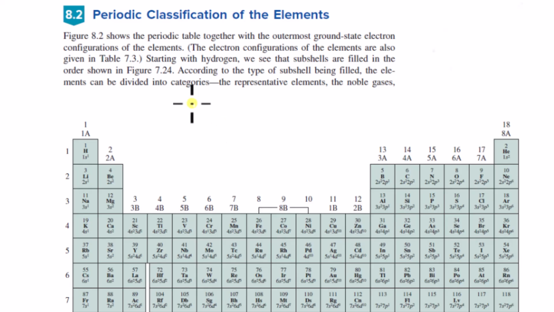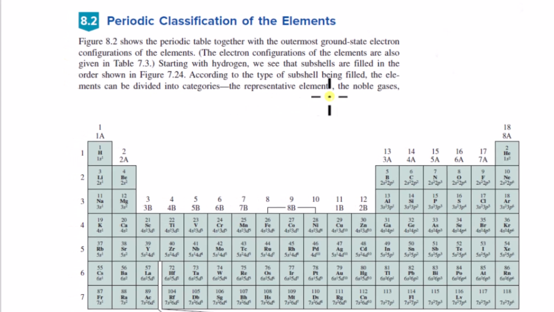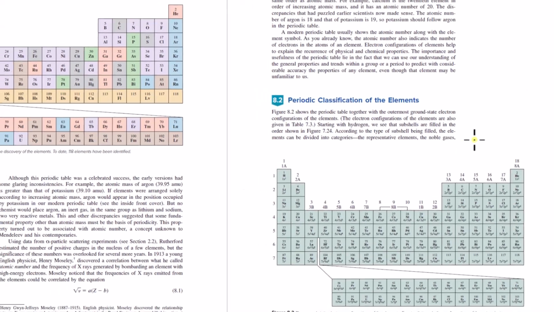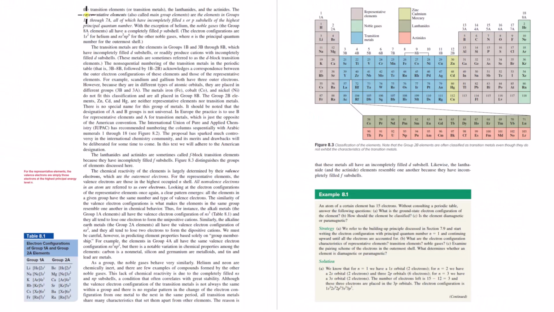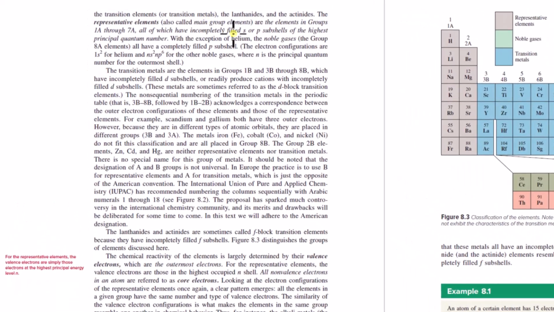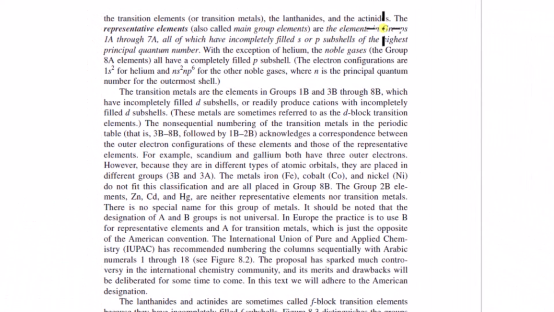Okay, so now it says, according to the type of subshell being filled, okay, the subshell being filled. Remember, a subshell is a principal quantum number and an orbital shape pair. The 2p subshell, the 4d subshell, the 5f subshell. So according to the type of subshell being filled, the elements can be divided into categories. The representative elements, the noble gases, the transition elements or transition metals, the lanthanides, and the actinides.